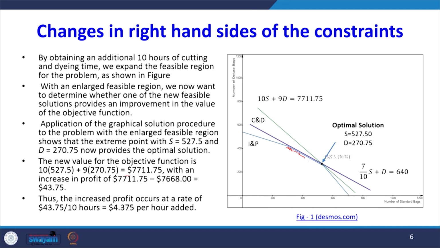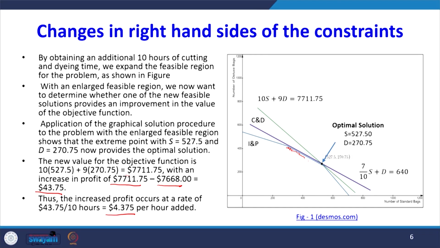So how much increase has happened due to those 10 additional resources? Our earlier objective function value was 7668. By adding 10 units of resources, our objective function value has increased. The total increment for 10 additional units of the resource is 43.75. If you want to know per unit, when you divide by 10, this is $4.375 per hour added.